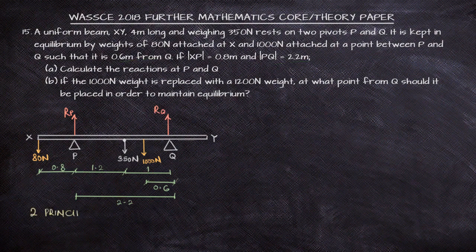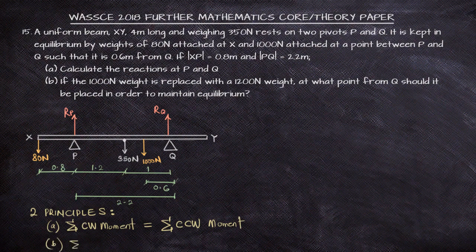Two principles are going to be guiding us, and this will help us in solving our question easily. The first principle is that the sum of the clockwise moments is equal to the sum of the anticlockwise or counterclockwise moments. Summing clockwise moments, denoted CW, and counterclockwise, CCW, those sums are going to be the same. Then for equilibrium, the sum of the upward forces is also equal to the sum of the downward forces. Here, some forces are going down: the 80 Newton, 350 and 1000 Newton, while we have reactions at pivots P and Q. Those are the upward forces. Using these two principles, our questions will be easily solvable.